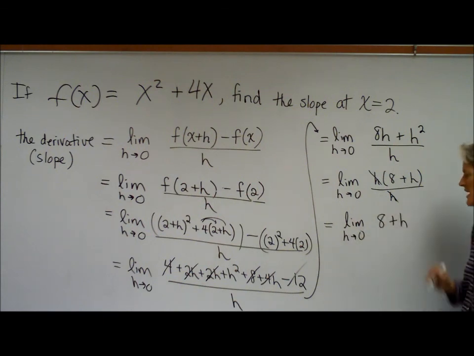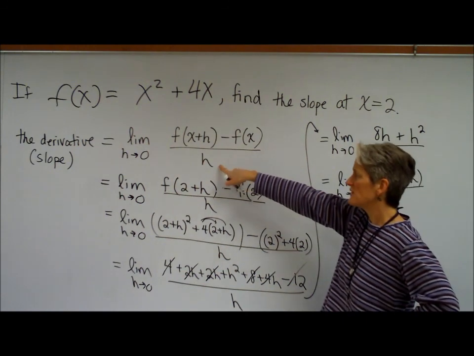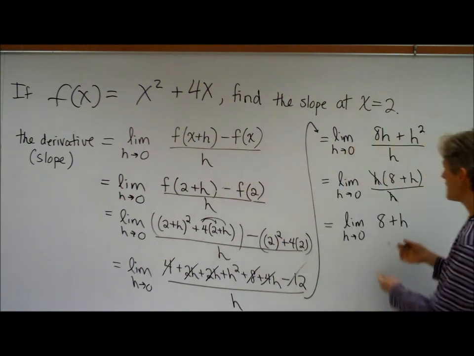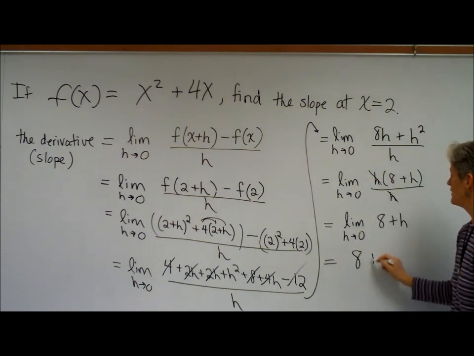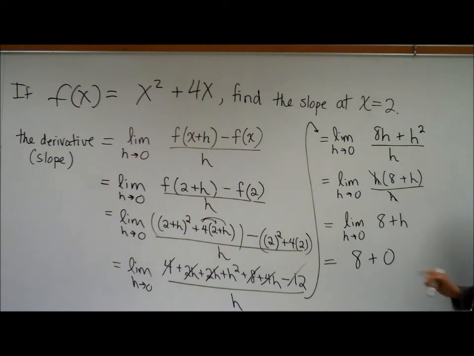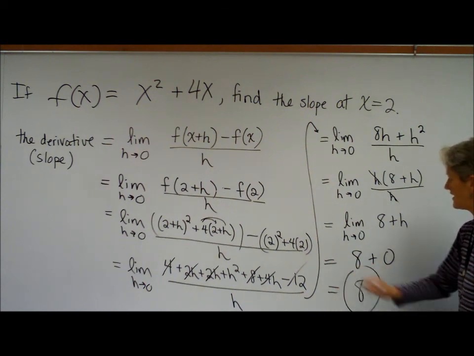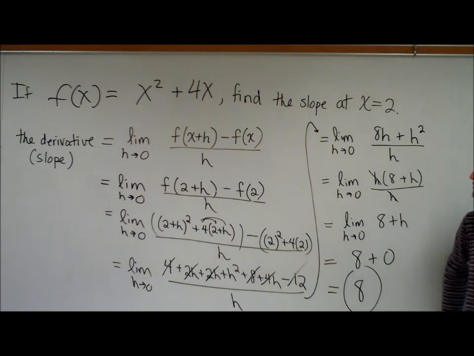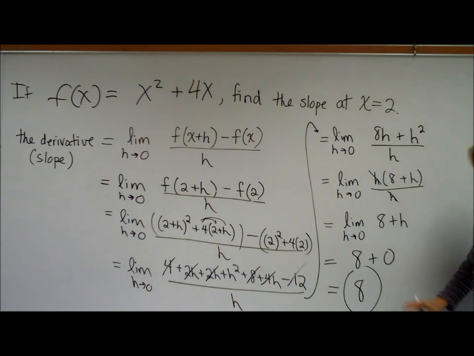Hey, is it safe to plug that 0 in for h now? Sure is. Of course, I couldn't plug the 0 in here because I had 0 in the denominator, but now we no longer have 0 in the denominator. So I can safely plug in 0 for h. And there we go. There's my slope. The slope of my function at x equals 2 is 8. It's my instantaneous rate of change if I were talking about distance and time.